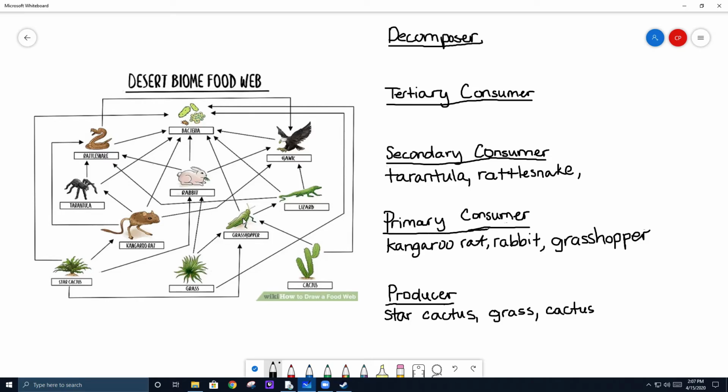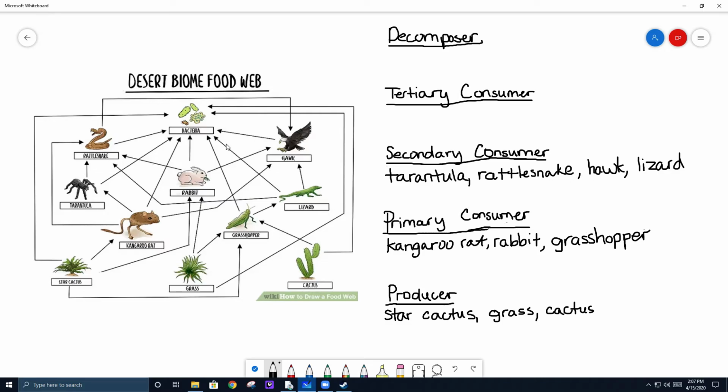Next, we're gonna do the grasshopper. So let's see. Oh, the rabbit. The rabbit gets eaten by the rattlesnake, which we already have, and then it also gets eaten by the hawk. So we're gonna put the hawk here, and then the last thing we're gonna do is the grasshopper. The grasshopper is eaten by the lizard, and that's it. So we're going to put the lizard here.